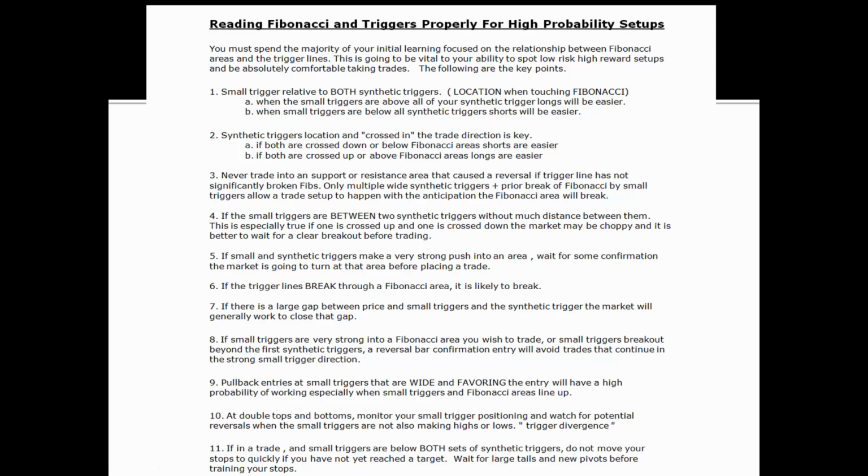And this one's more management. If you're in a trade, short, let's say, and your small triggers are below both sets of your synthetic triggers, don't move your stops too fast. Be patient, wait for large tails, new pivots, new high volume bars before you actually trail your stops. Same thing if you were long. If your small triggers were above both sets of your synthetic triggers, relax. Allow the market to work its way back and forth and don't pull your stop up too fast so you don't get bumped out of a trade that has a strong look.